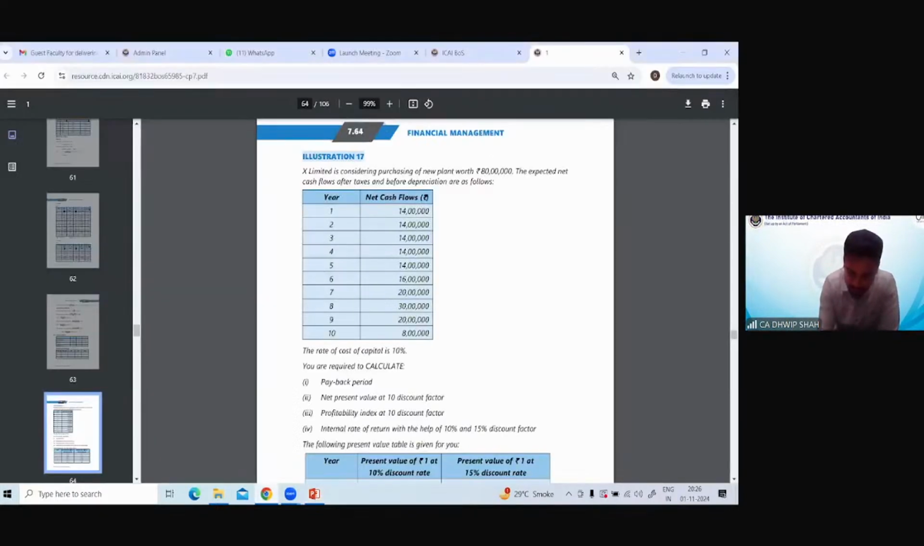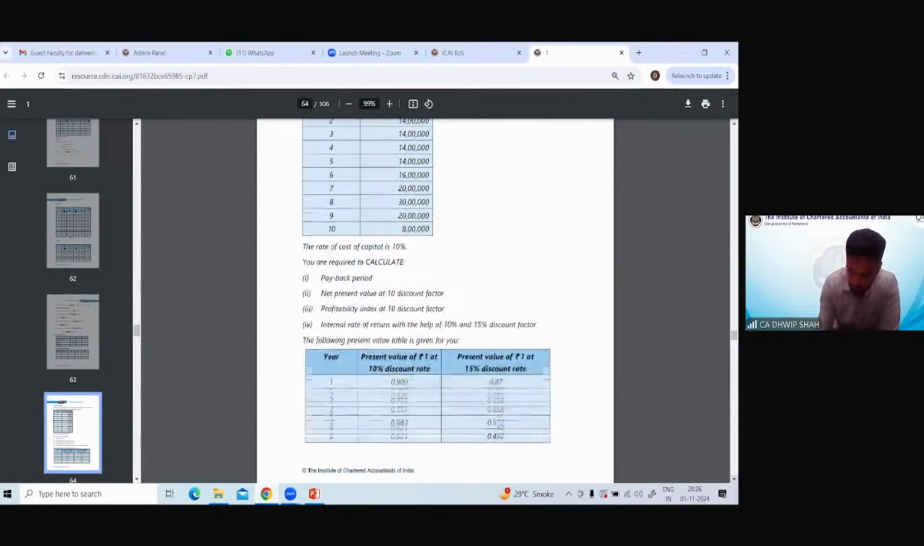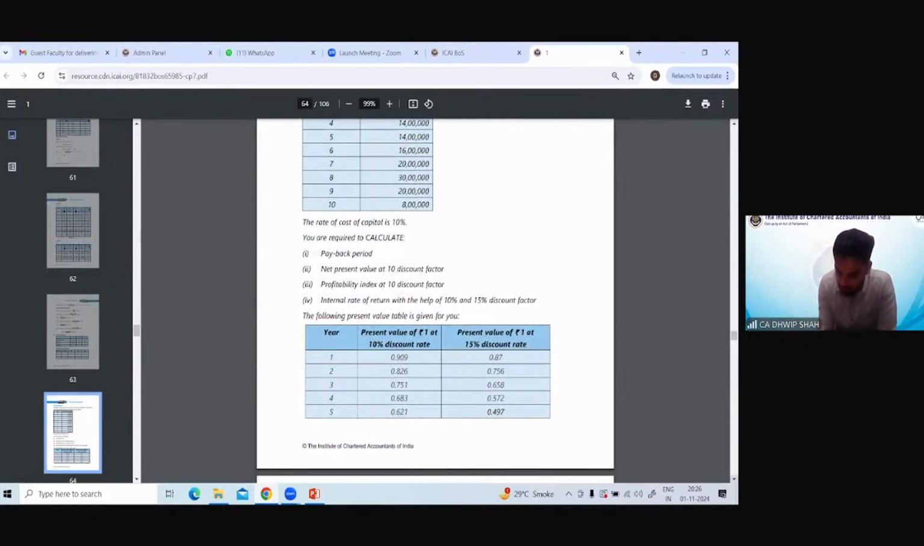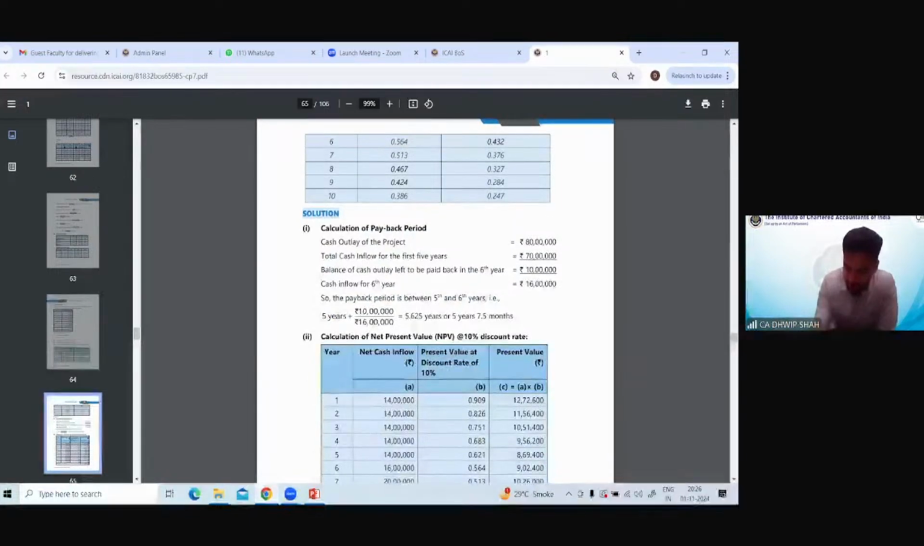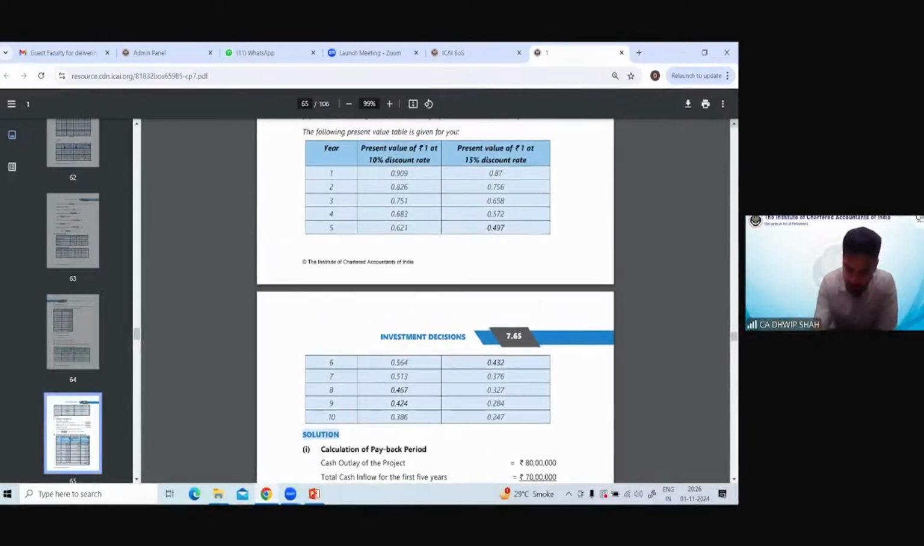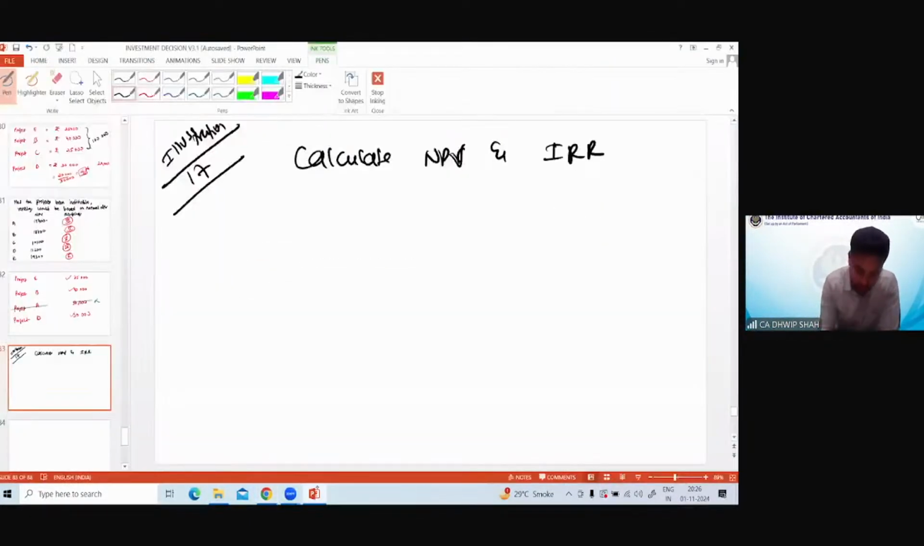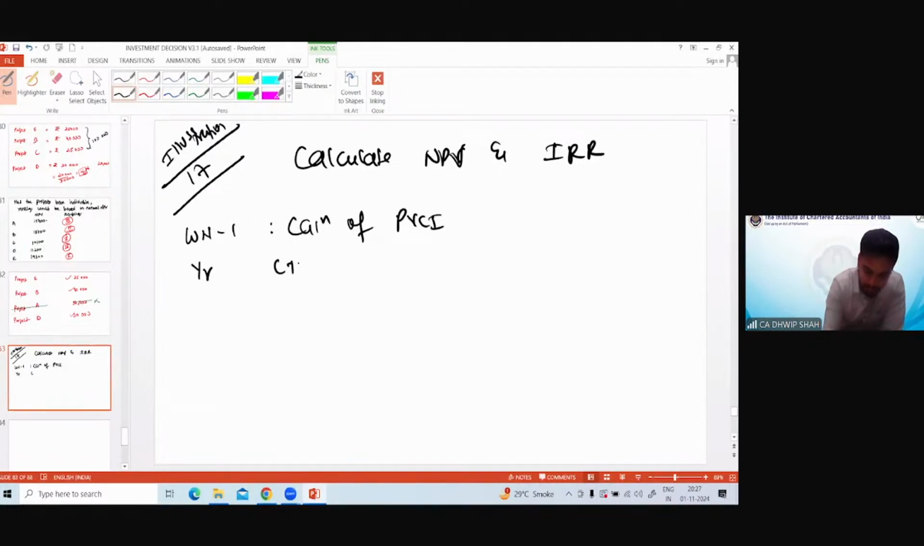Discounting rate is 10%, which is given in the question. Plus the discounting factor is also given, so you need to take this discounting factor only. Don't question a question. If they have given up to 3 decimals, use 3 decimals. So working note 1: calculation of PVCI. Year, cash inflow, discounting factor at 10% and PVCI. What is the life of the project? It is 10 years.